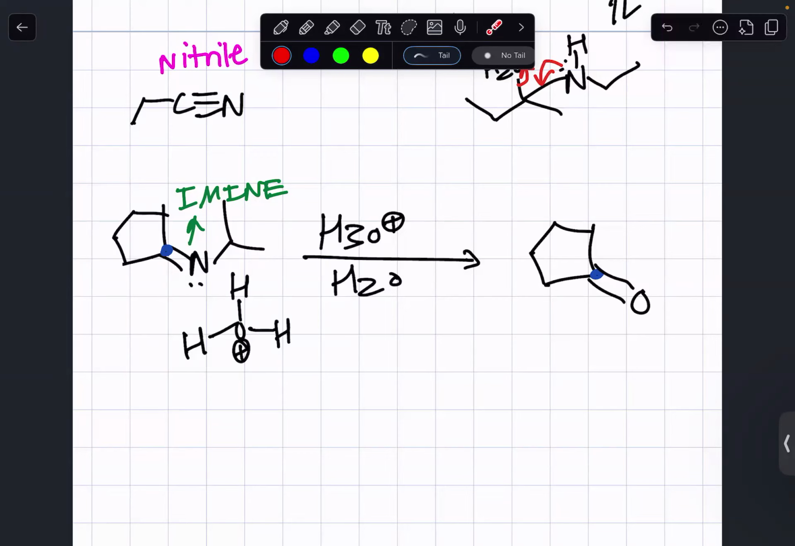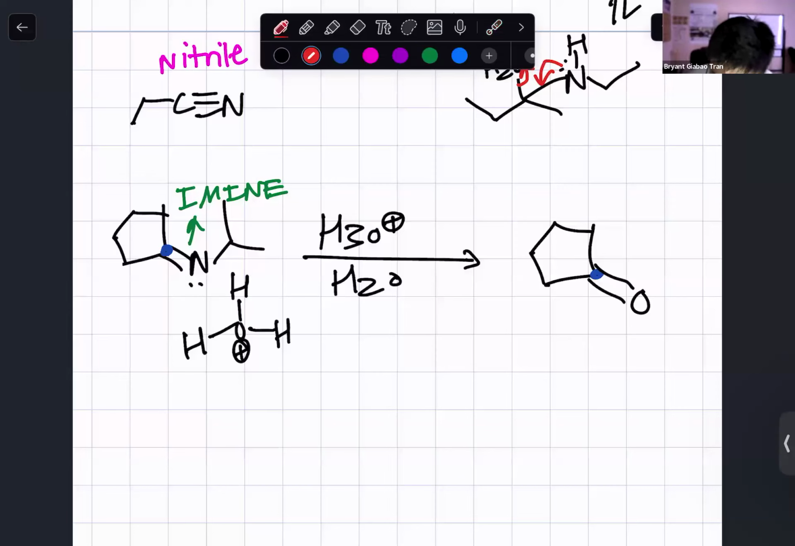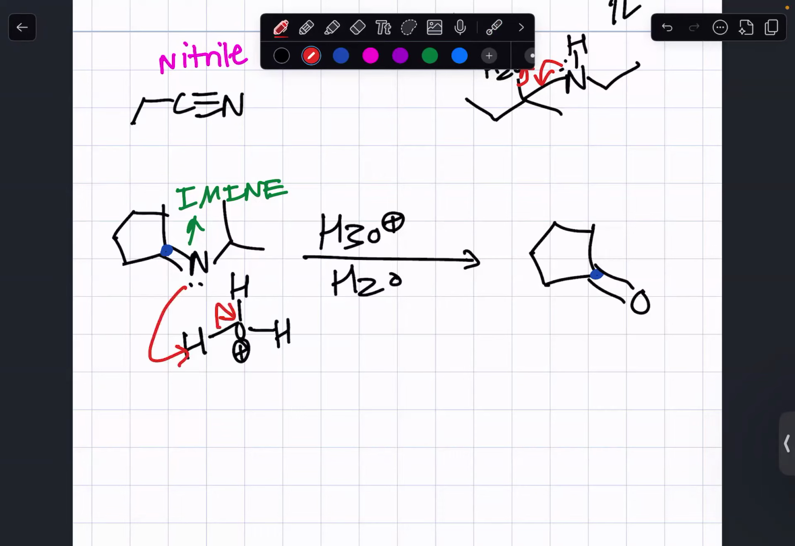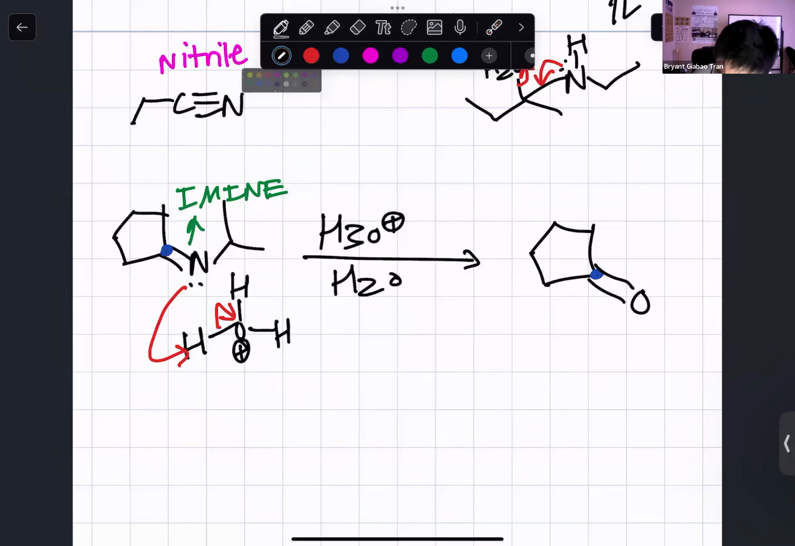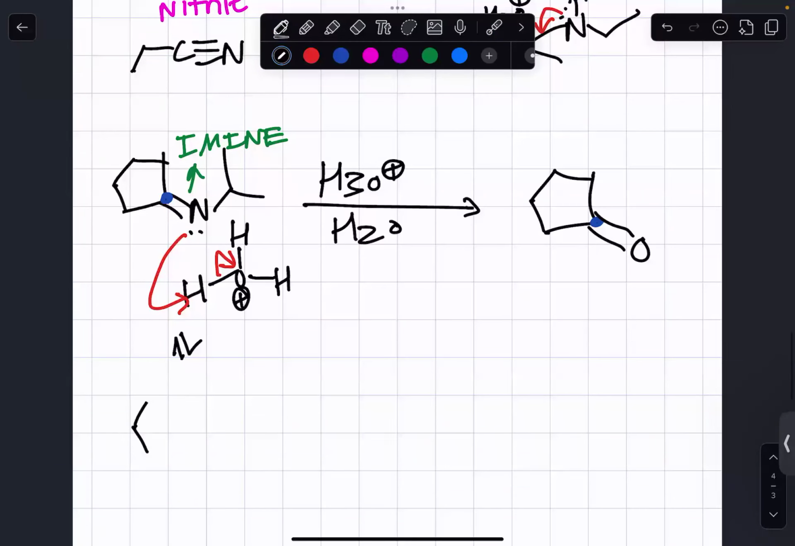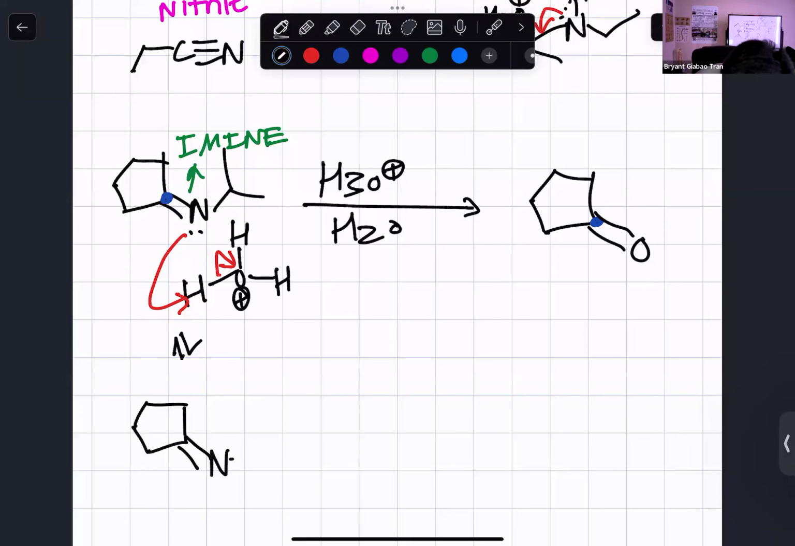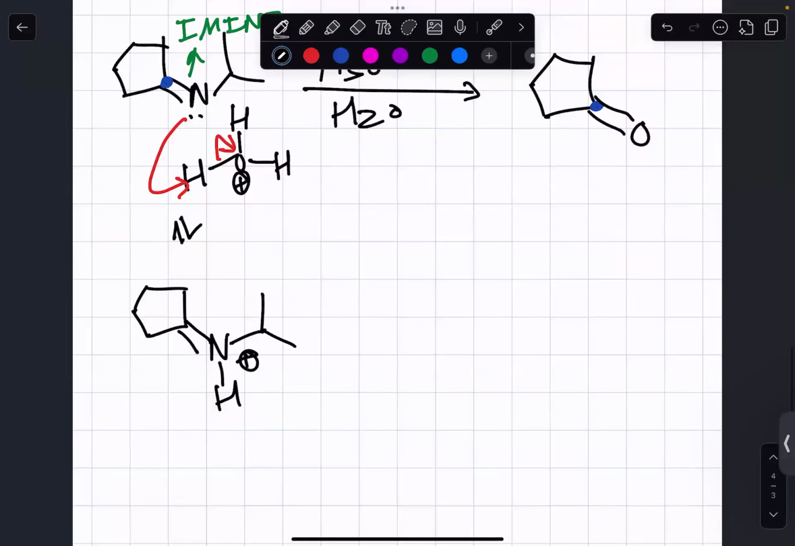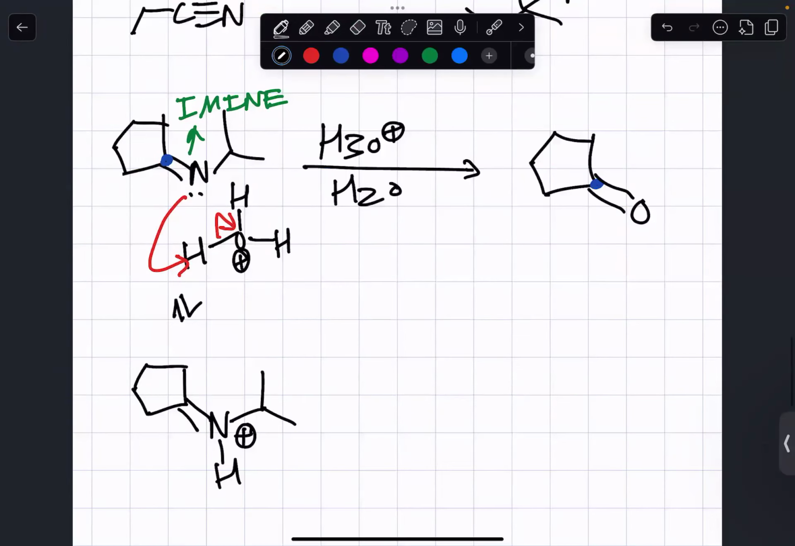I think the lone pair of electrons on N is going to grab the H from the H3O plus, so it's going to get protonated, right? Which makes that into a strong electrophile, like that. And then I think the double bond is going to donate its electrons to N. Yep, it will do that.